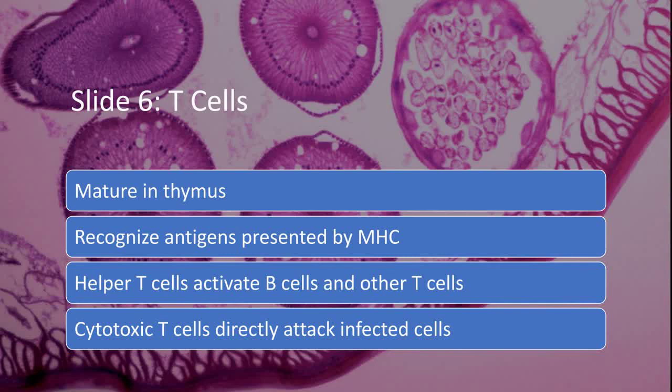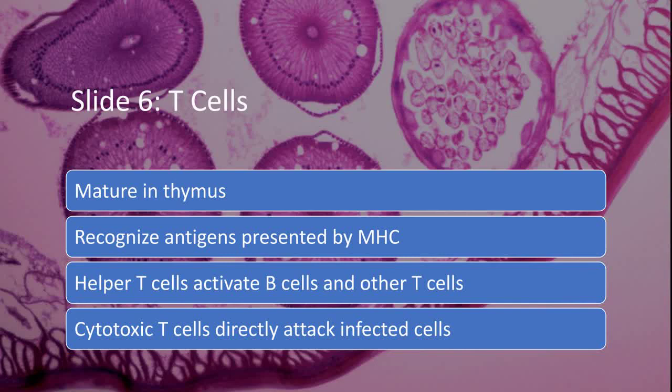Helper T cells activate B cells and other T cells by releasing cytokines, which are signaling molecules that stimulate an immune response. They are important in both humoral and cell-mediated immunity. Cytotoxic T cells directly attack infected cells by recognizing and destroying cells that have been taken over by viruses or have become cancerous. They are important in cell-mediated immunity.